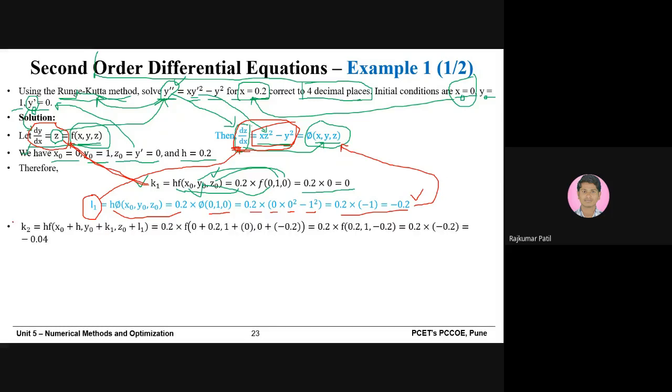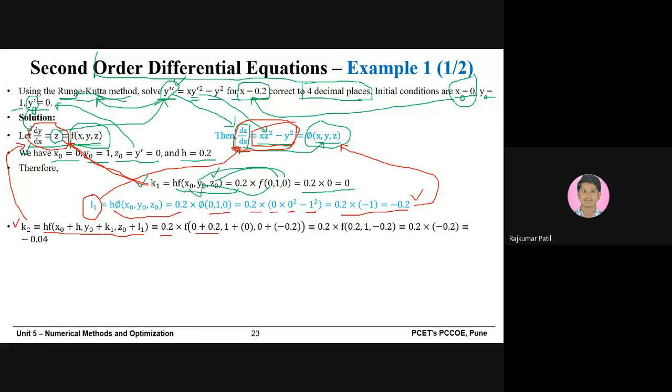Then you can calculate K2, and you can see the equation h into f of x naught plus h, y naught plus k1, and z naught plus L1. And as I told you, K2 is related to the equation dy by dx is equal to z. So always use this equation here. So h, we know that it is 0.2. X naught plus h. X naught is 0. H is 0.2.